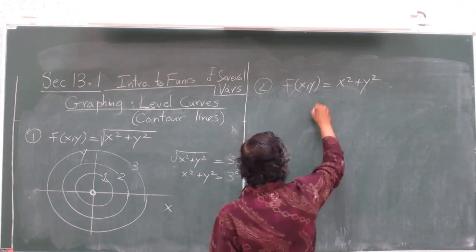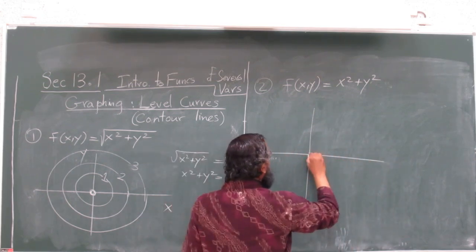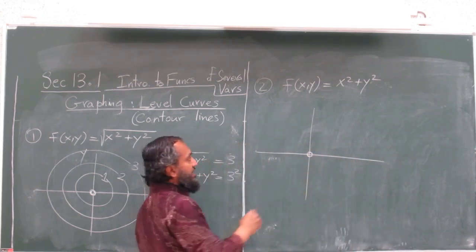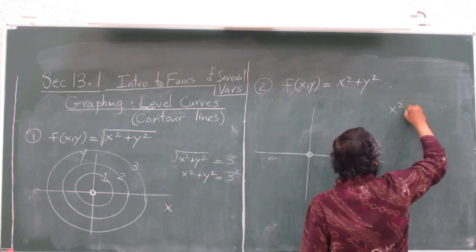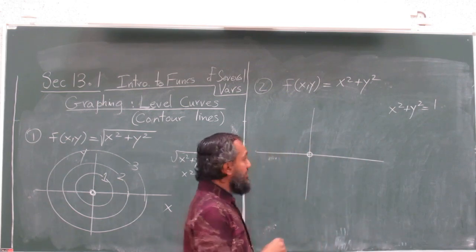It's 0 only at 0, so that's the same. It's 1, so x squared plus y squared equals 1. That's the circle of radius 1.